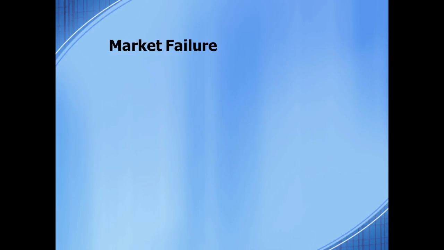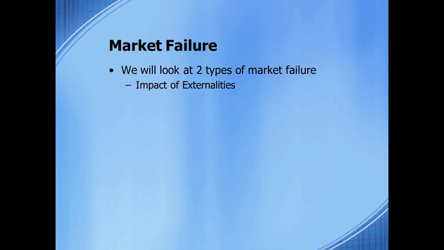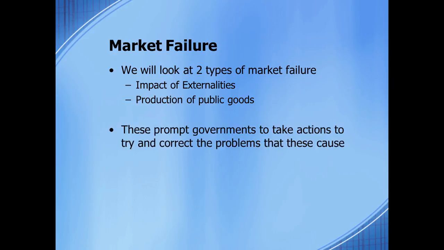And we'll be talking about the different types of action that government can take to correct the failure. Considering market failure, we're going to be looking at the 2 main types of this. The first one is the impact of externalities, and the second is the production of public goods. And there is an argument that these prompt the government to take action to try to correct the problems caused by these types of market failure.